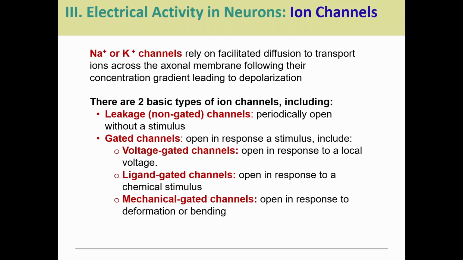Gated channels have to have some sort of stimulus in order to open. That stimulus can be a change in the local voltage, so a voltage gated channel. These can be ligand gated channels, basically a chemical stimulus like a hormone can open the channel, or a mechanically gated channel. This is because of a deformation or a bending, a physical change in shape will open the channel. So we have a couple different versions of the gated channels, right, when we look at our two basic groups. We're going to be looking at some of these as we go through the action potential.